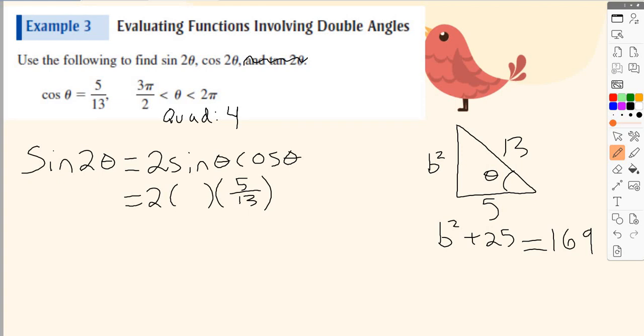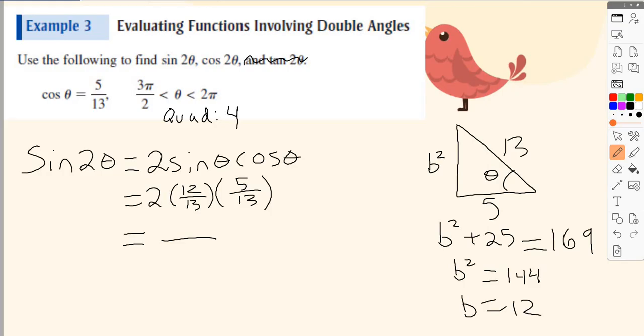Yes, no, maybe? Okay, so then how do I solve for b? Subtract 25. And? Square. Not square it. Or the square root. Square root it. There we go. So I get 12. Which means that what is sine? Yep. So opposite now is 12. Our hypotenuse is still 13. So we know that that is 12 over 13.